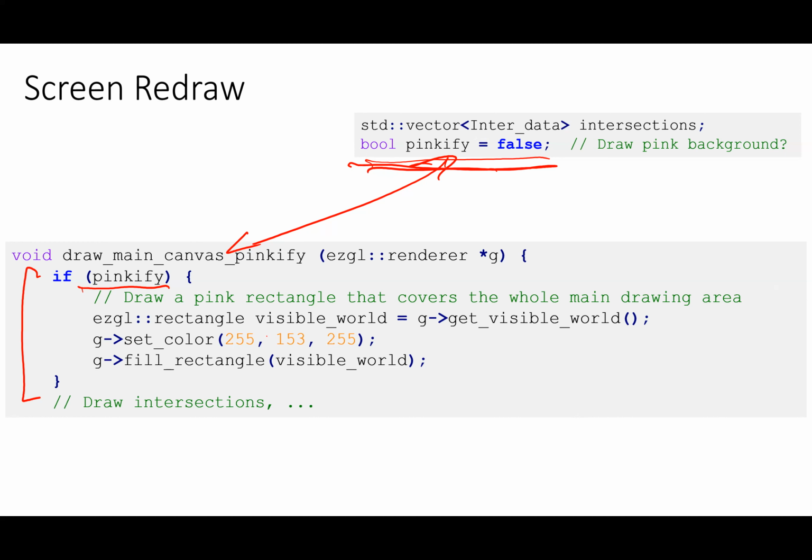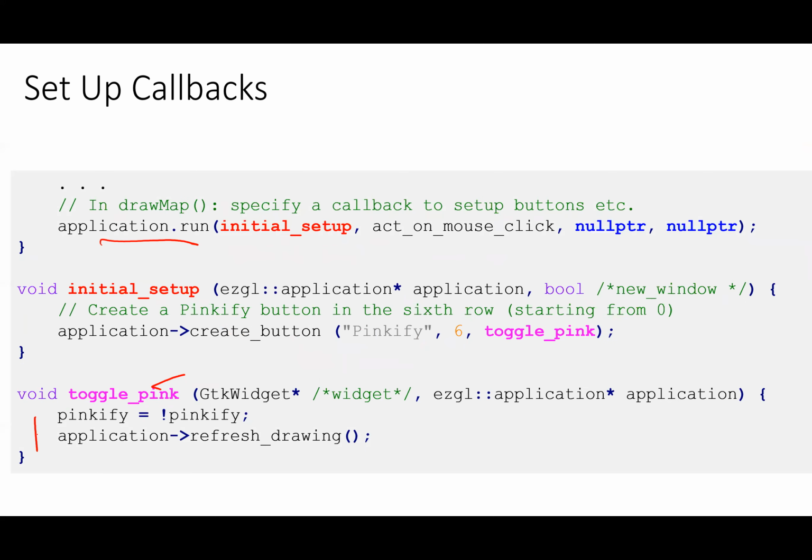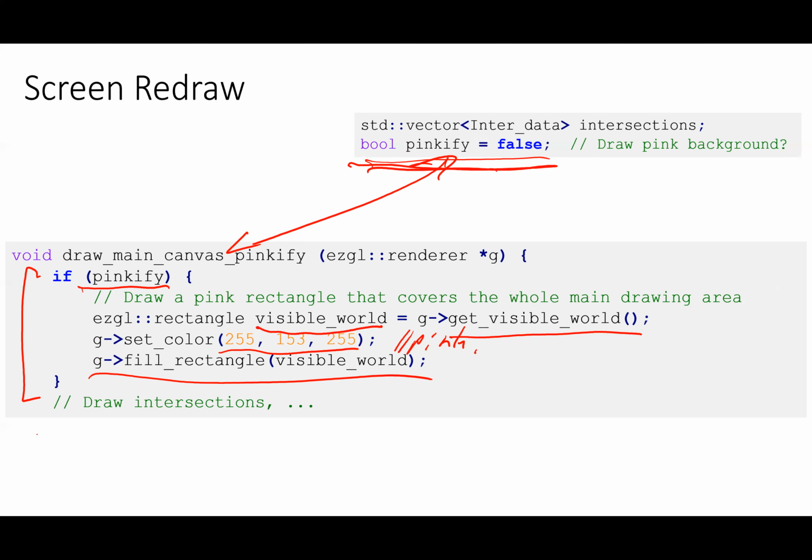So what I can do is I can say, get the visible world. That basically gives me the lower left and the upper right coordinates, in world coordinates of what's visible on the screen in my drawing canvas. I get that and I just store it in an EasyGL rectangle. This color is pink. Okay, so I set a nice pink color. And then I say fill in that rectangle. And I do that first, and then afterwards I do all my regular drawing of intersections and so on.